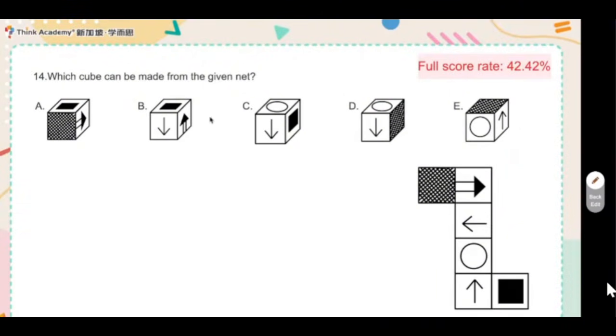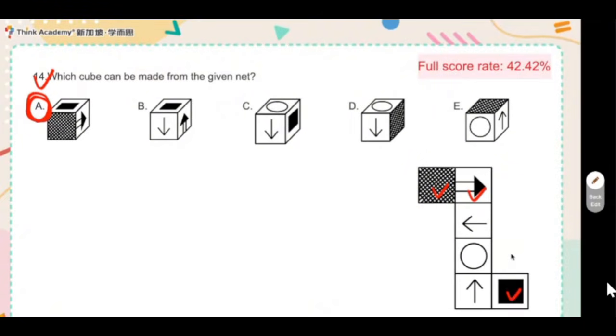Which cube can be made from the given part? When we are looking at the cubes and comparing with their nets, the opposite faces can help us a lot. Let's see option A, everyone. Focus on option A. You can see what the three faces on the net are: this one, the shaded part; this one, the big arrow; and then this one, the square, right?